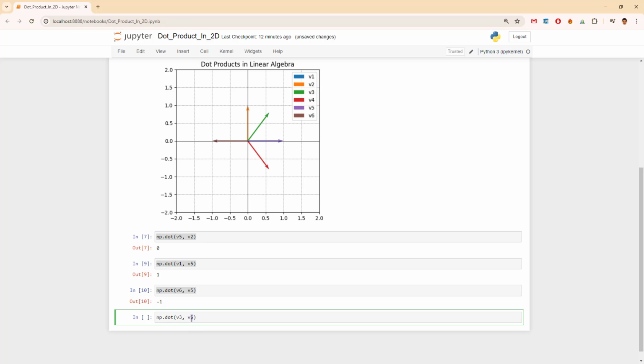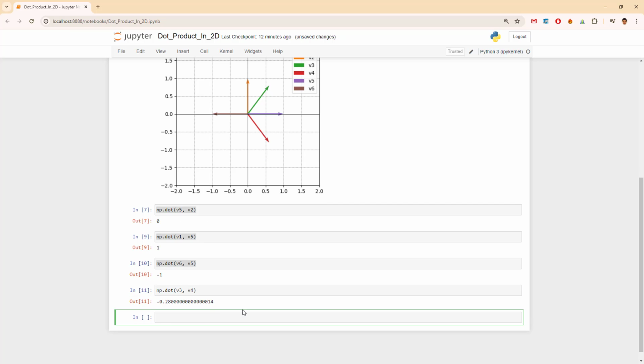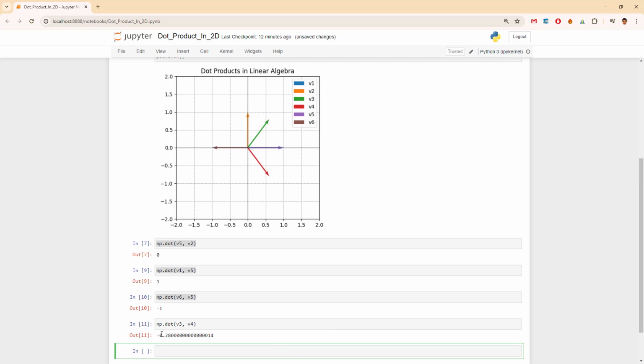So vector 3, vector 4. And we see something interesting here, which is 0.28. Forget about this thing, this is another story. So just consider it 0.28 minus 0.28. The fact that it's a minus tells us that it's not 90 degrees here, but something else.